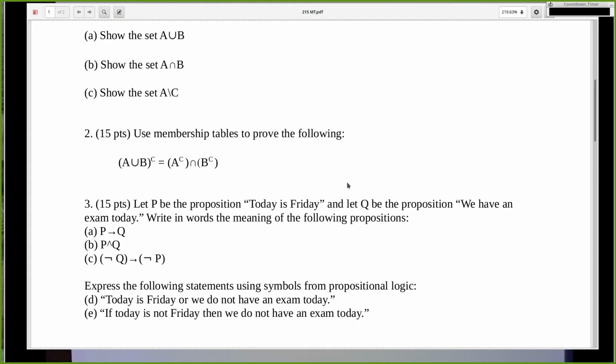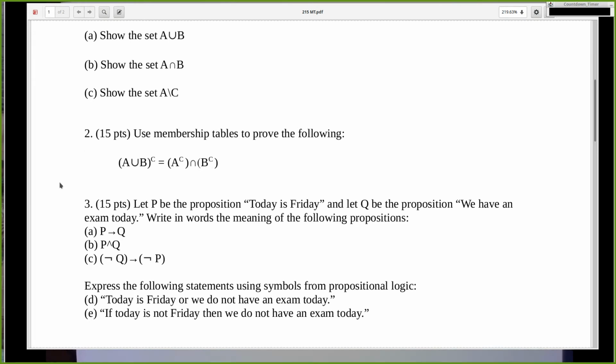All right, question 2, use membership tables to prove the following. So the complement of A union B is equal to the intersection of A complement with B complement. And so this is De Morgan's theorem. Now generally when you're trying to show something with a membership table, you want to do more than just write this, write this, write this, and show that they're the same. You want to develop your table, right, so that if you make a mistake, you get partial credit.